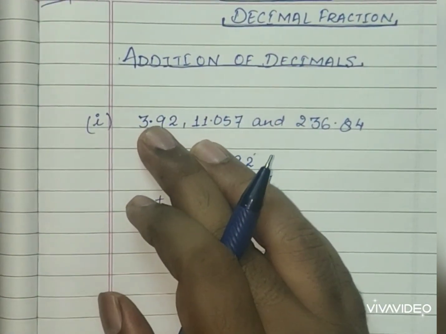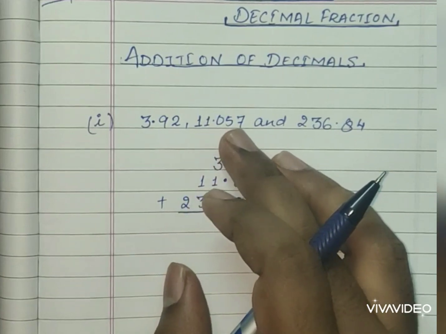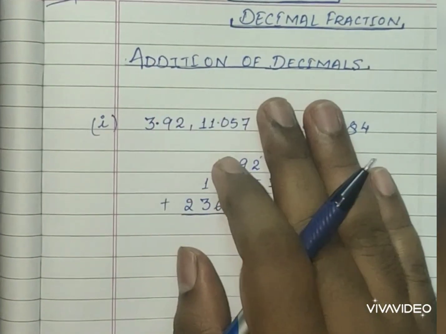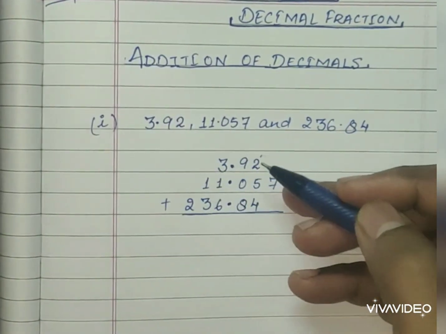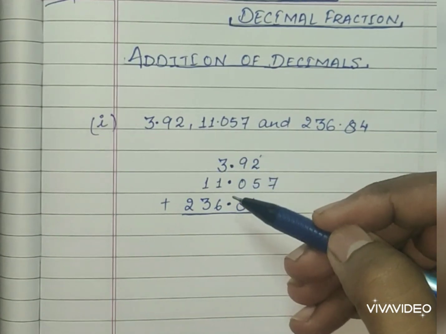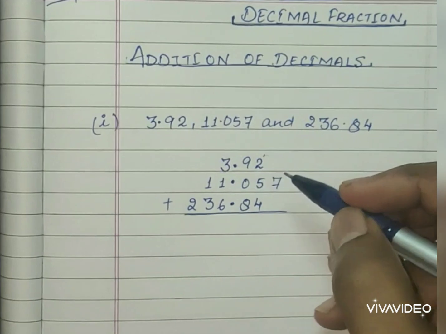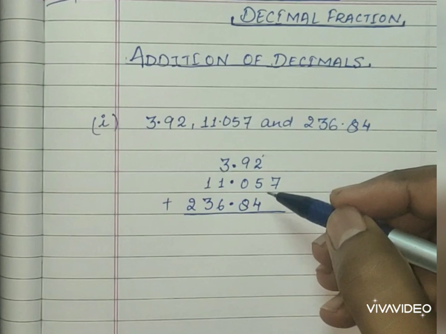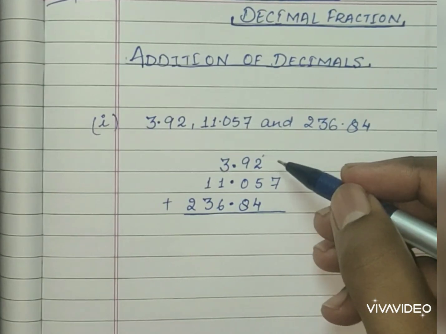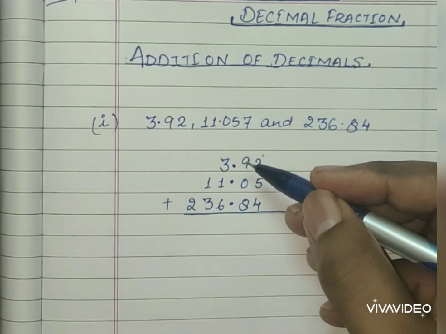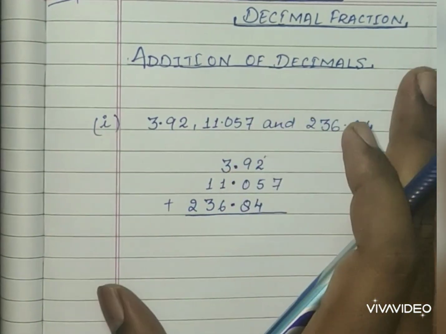So a question is given: 3.9, 11.057 and 236.84 are given to you and you have to add it. So arrange them like this to add. See, all the decimal points should lie in a vertical line and the digits having the same place value should lie below one another. This is the ones place, so there are no digits, so no digits are written over here. This is tens and this is 100, so everything is arranged in a proper order.